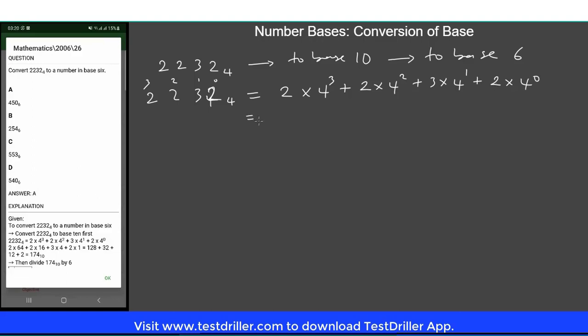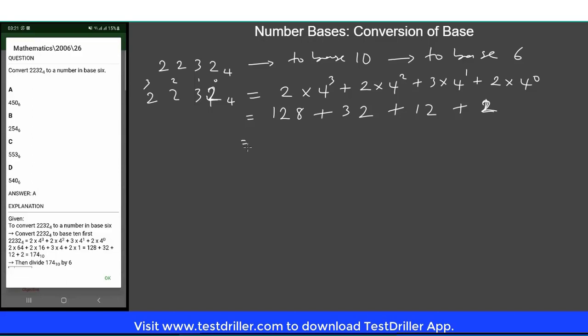If you simplify this, you're going to get 2 times 4 raised to the power of 3. So what's 4 raised to the power of 3? That's going to give you 64. Then if you multiply 64 by 2, that will give you 128. Then this is 16, that's 4 raised to the power of 2. 16 times 2 will give you 32. Then plus 3 times 4, that will give you 12. Then plus 2 times 4 raised to the power of 0, which is 1. That's 2 times 1, which gives you 2.